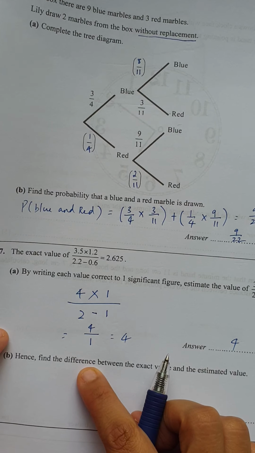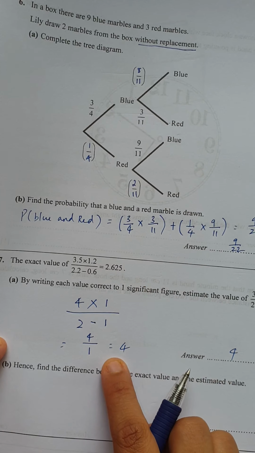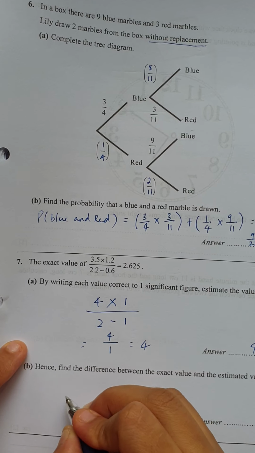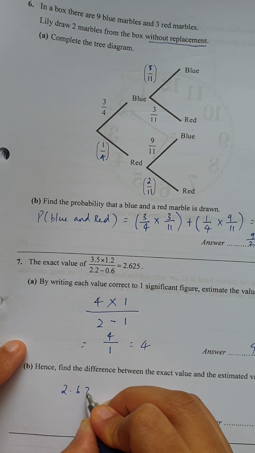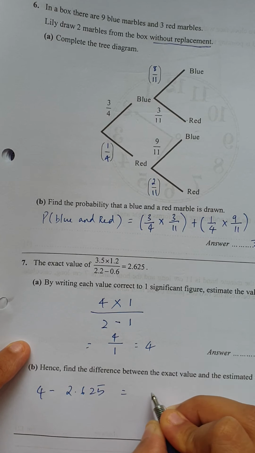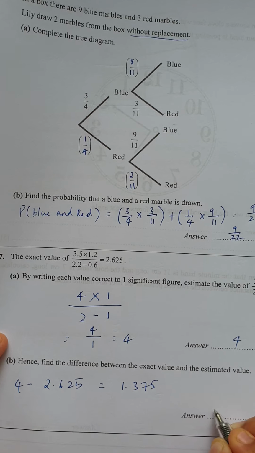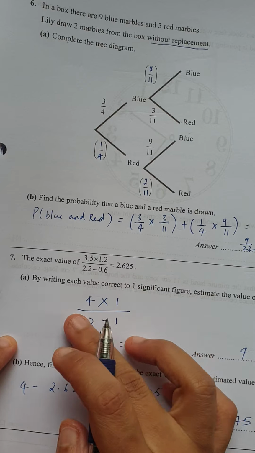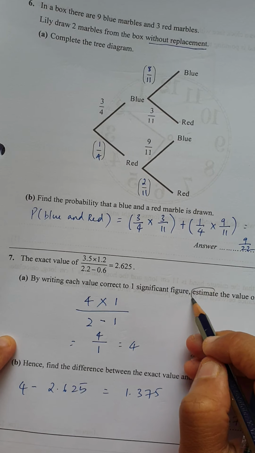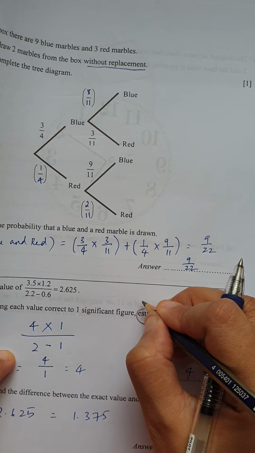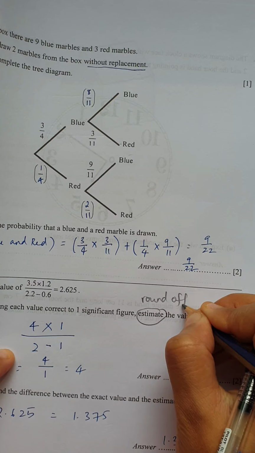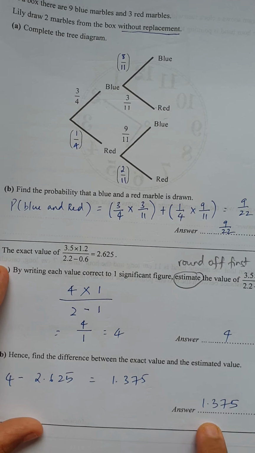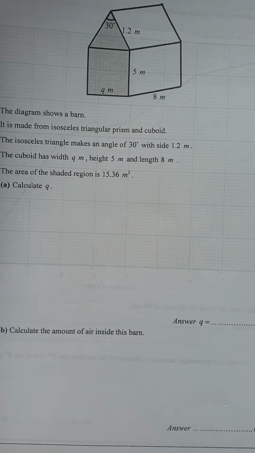Okay, so find the difference between the exact value and this. The exact value is 2.625, and 4 minus this is going to give you 1.375. Okay, estimation. The question says estimate, so first round off. That is something that you need to remember: to estimate, first round off to nice numbers and then go and calculate the value.